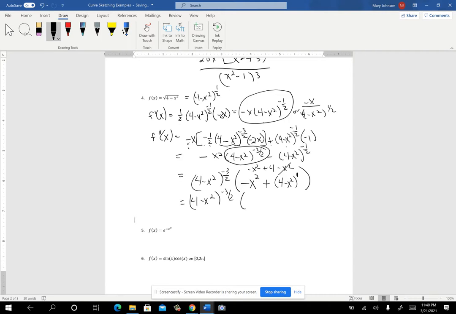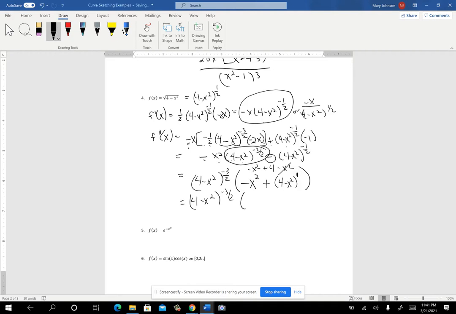Then I took this negative x, and this would make it negative. It'd be x squared, and then 4 minus x squared to the negative 3/2. Then here, that would leave you with, then you'd have minus. So that's good so far. All right, so I'm factoring out 4 minus x squared to the negative 3/2. And that leaves me with a negative x squared.